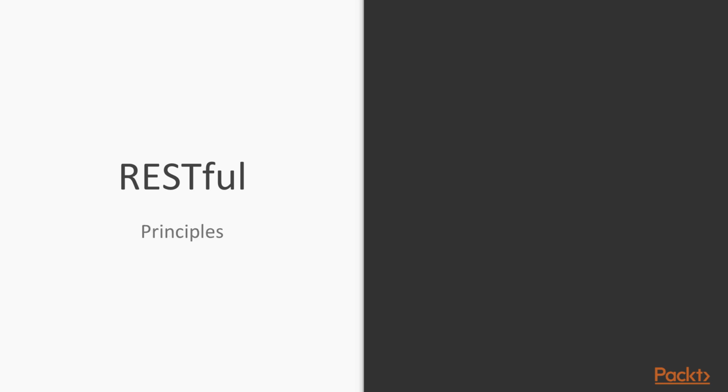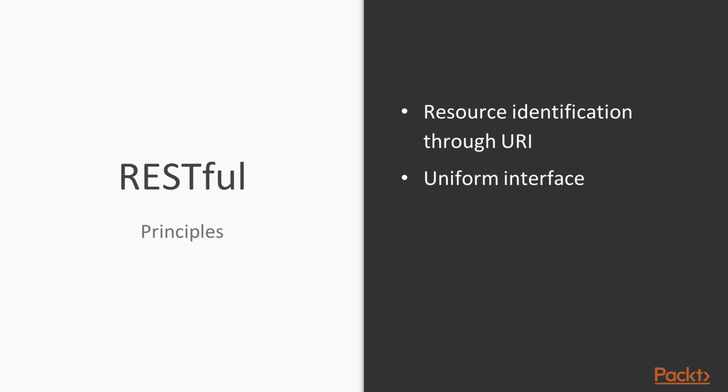Let's also take a look at the principles that are behind RESTful API. First of all, it's resource identification through URIs, which provide a global address space for resource and service discovery. The second principle is a uniform interface. Basically, any resource can be manipulated using a fixed set of create, read, update, delete operations.